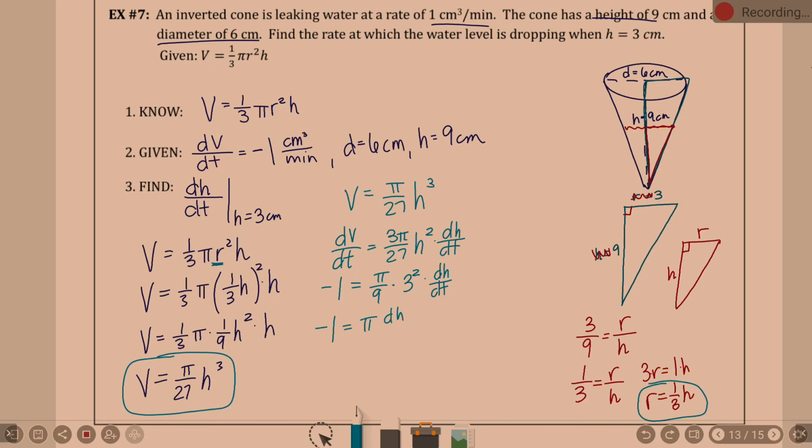Doesn't that just turn into pi? It does. Negative pi.